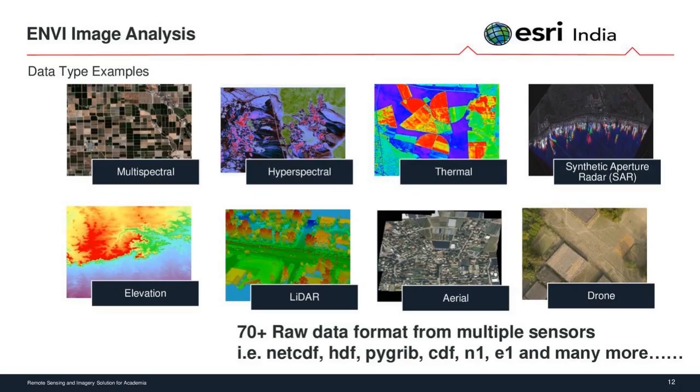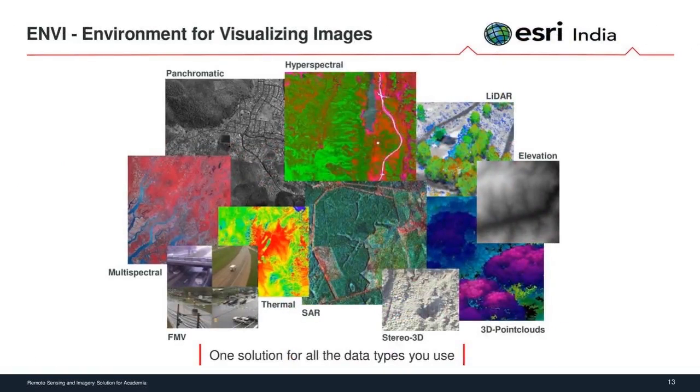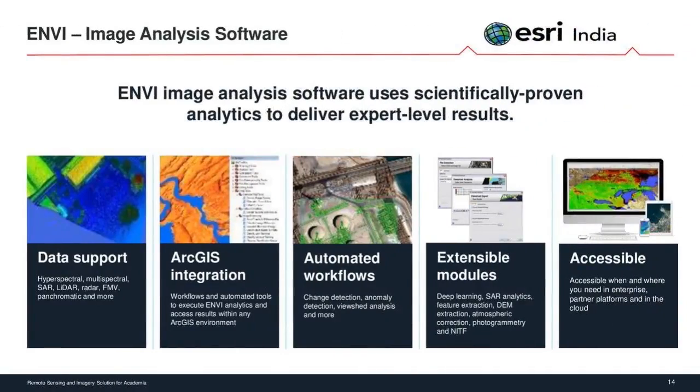So next, as I explained, when we are working with all this data, lots of applications are involved, and you can ingest all of those. So Envi is one solution for all data types. Coming on to Envi, it is used to extract accurate and reliable information from satellite imagery in order to provide extra insights in real time.